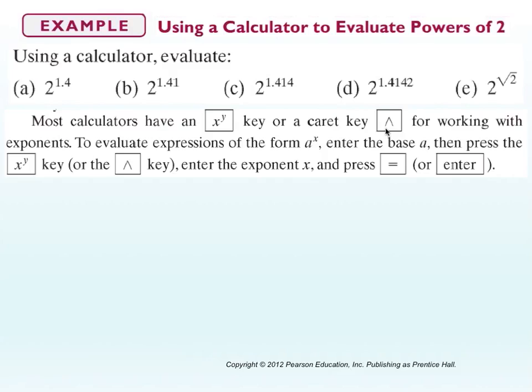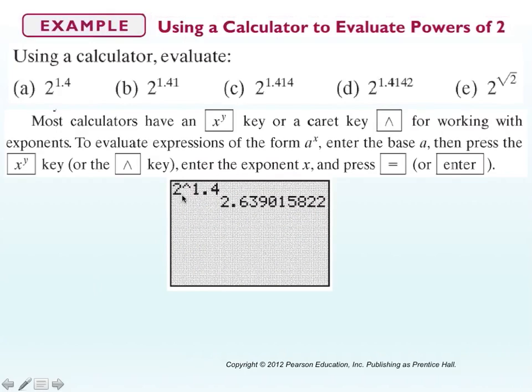So what you actually do when you're plugging these in is you're going to hit 2 and then either your x to the y key or your caret key and then 1.4. Now, it's always possible that you have what I like to call a backwards calculator where everything is kind of reversed. And so if you're not getting the answers that we're going to show here, you may want to try putting the exponent in first and then hitting your key and then hitting your 2. But just make sure you're able to get some of these answers. So when you do 2 to the 1.4 power, you should get 2.639. So I'm going to give you a second to try that. Make sure you're able to get this answer.